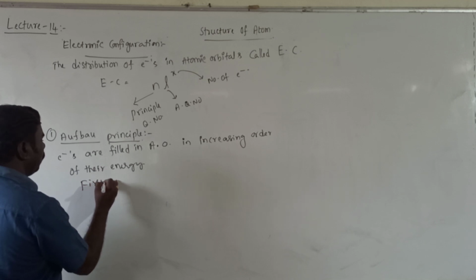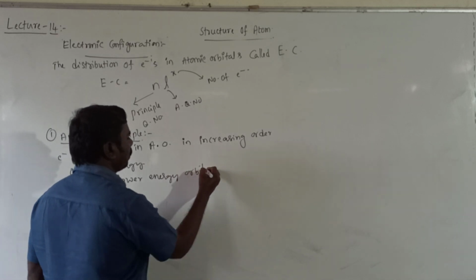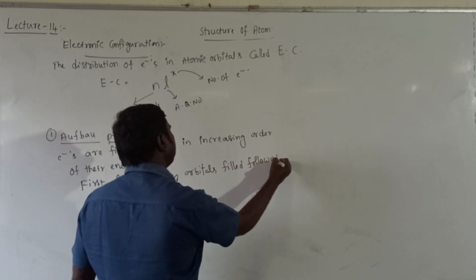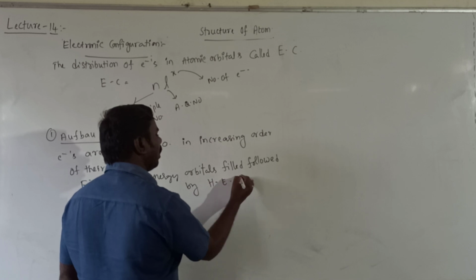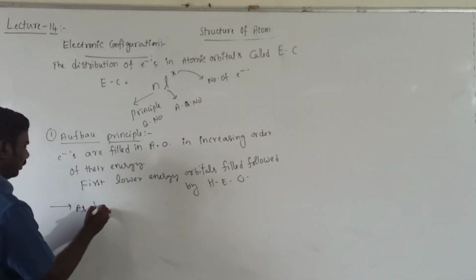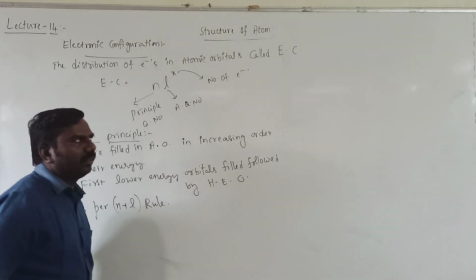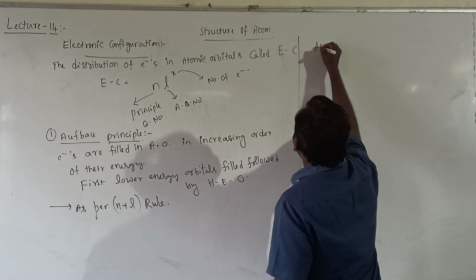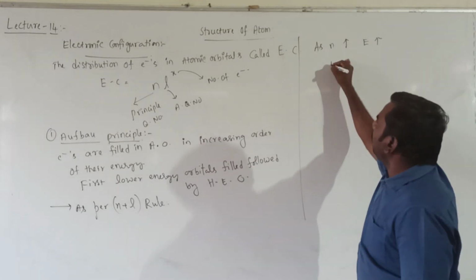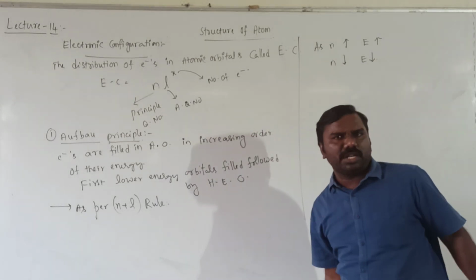First lower energy orbitals filled followed by higher energy orbitals. As per n plus l rule, orbitals will be filled. Now, as n value increases, energy also increases. As n value decreases, energy also decreases. Lower energy orbitals are filled first, followed by higher energy.